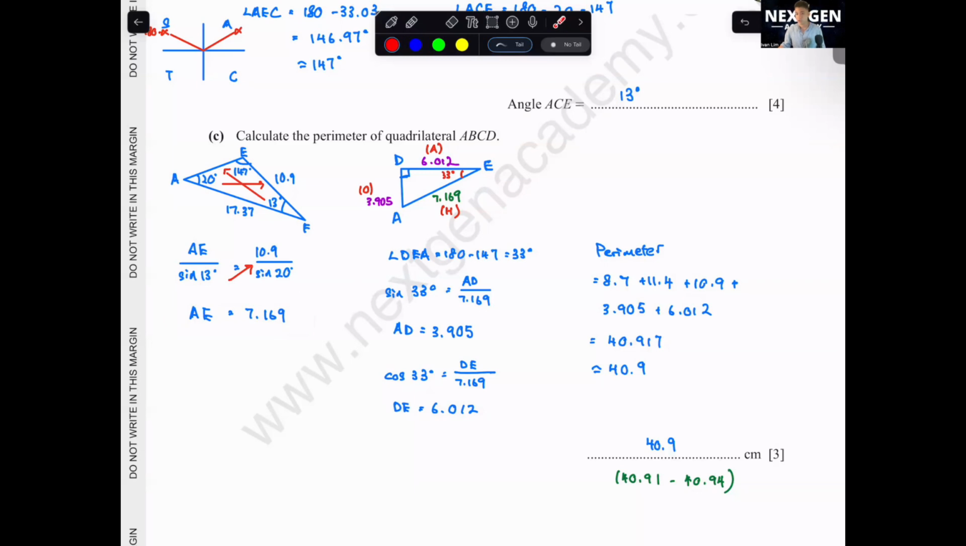Any more questions? Okay, I think this paper, the second half, not too bad, right? Quite easy. All right. Awesome. I'll send this to y'all. So this is the end of the October, November 2024 paper 4.3.